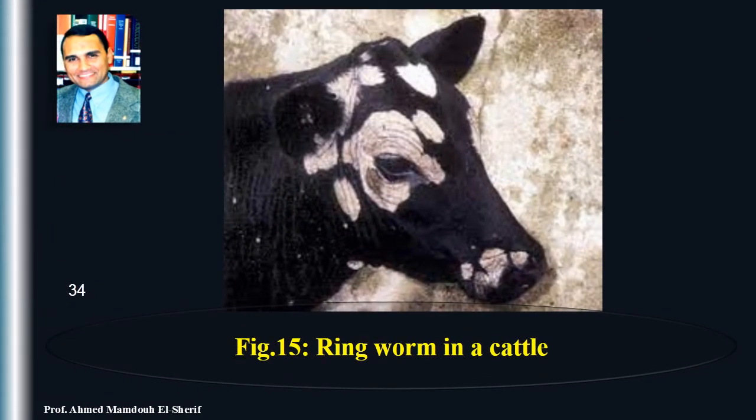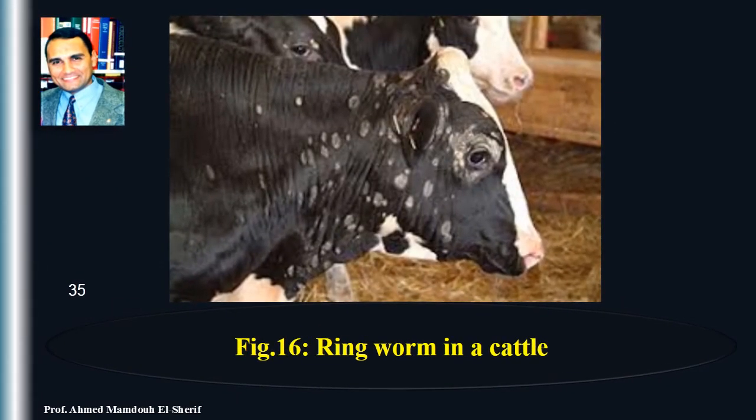Ringworm in a cattle, around the nose, around the eye, around the ear, and in the front head. An old lesion of ringworm in a cattle, in the neck, in the dewlap, in the face, around the eye, along the side of the jaw, and around the ear.